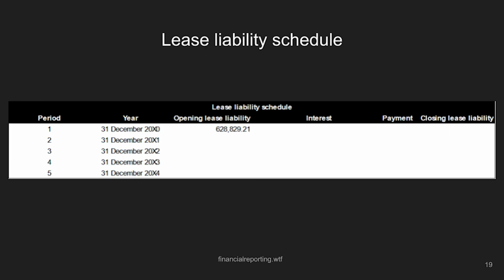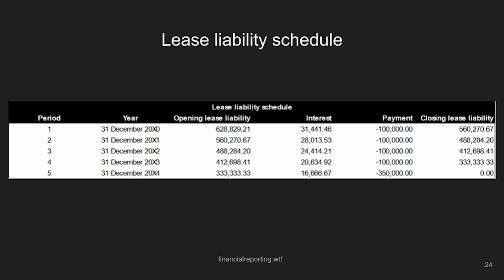Our lease liability schedule will begin with our initial measurement of the lease liability. We can then add interest by applying the interest rate to the opening balance. We can then deduct our payment for the period. This will give us the closing balance for the period, which will be the next period's opening balance. We can follow this through for each year of the lease term. If we have done it correctly, the closing lease liability in the final year should be zero.